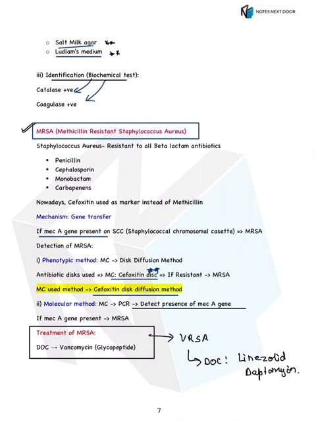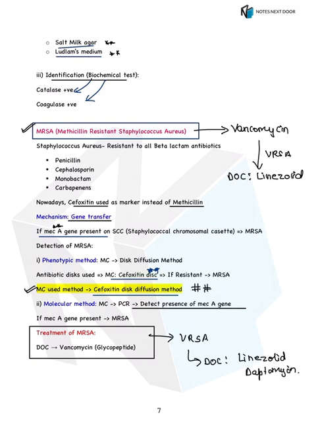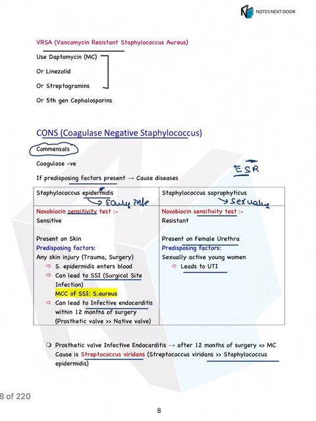Okay. And you know, nowadays we have methicillin resistant Staphylococcus aureus. So if methicillin resistant, we give the drug of choice as vancomycin. And if it is VRSA, then the drug of choice is linezolid. Nowadays cefoxitin is used as a marker instead of methicillin. The mechanism is gene transfer due to the mecA gene. The most common disc method is the cefoxitin disc diffusion. This is a very important MCQ. Treatment of MRSA I already discussed. It is linezolid or daptomycin. Now coming on to the VRSA, I said.